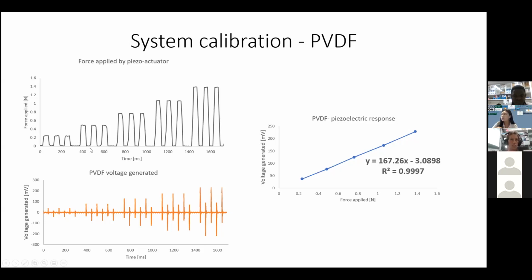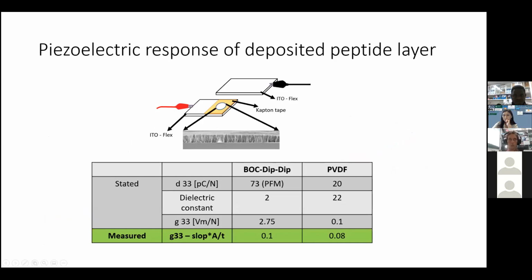We used a step function, and here you can see the voltage that was generated. Combining these two together, the piezoelectric response can be described by the linear graph of the generated voltage in response to force application. Two important parameters here are the slope and the linearity of the graph, which shows good piezoelectric response.